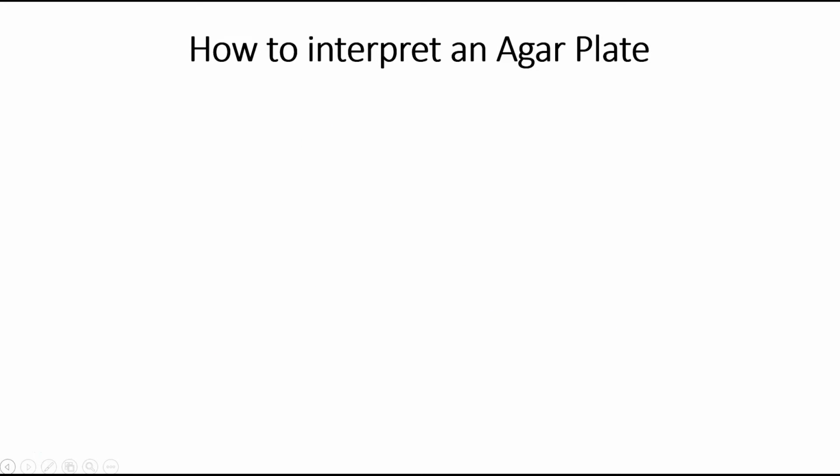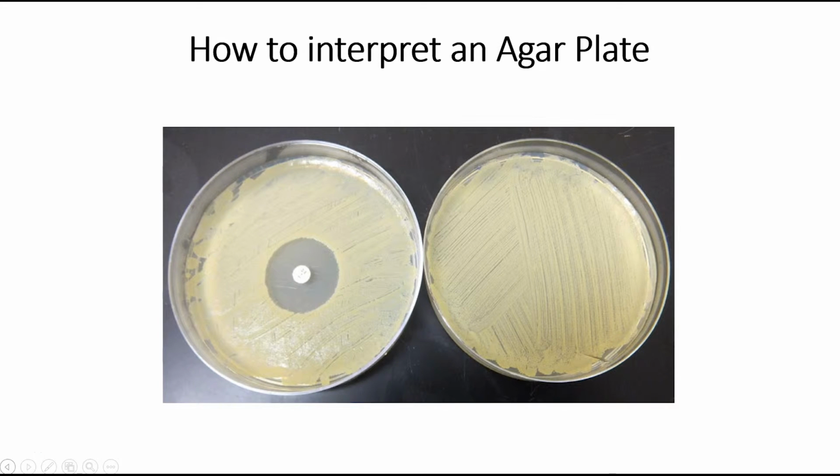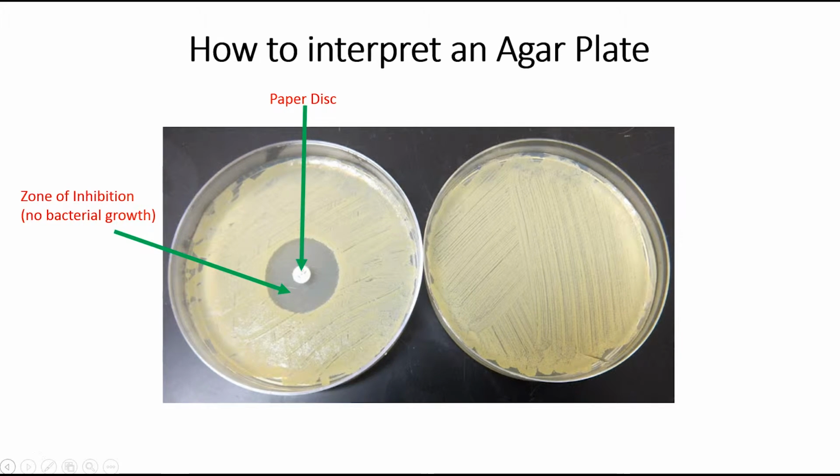Moving forward, this is what you'd expect to see. You can see here we've got a paper disc, and we've also got this clear area around the disc. Now that's what we call the zone of inhibition, and that's where there's no bacterial growth. That means whatever was on the paper disc has stopped bacteria from growing there, and so we don't see any there. But you can see this: the rest of the agar plate is covered in this sort of creamy, cloudy substance.